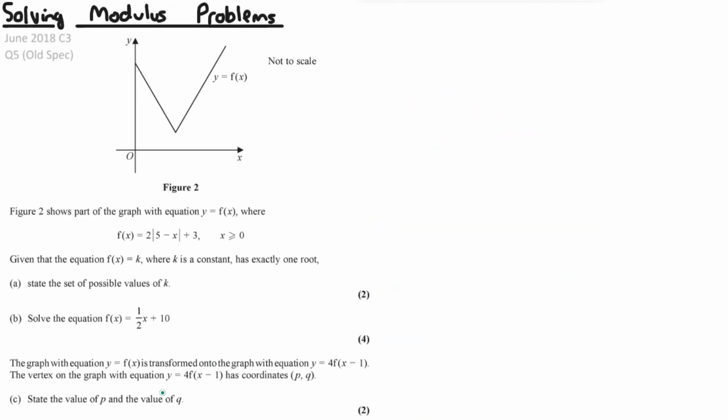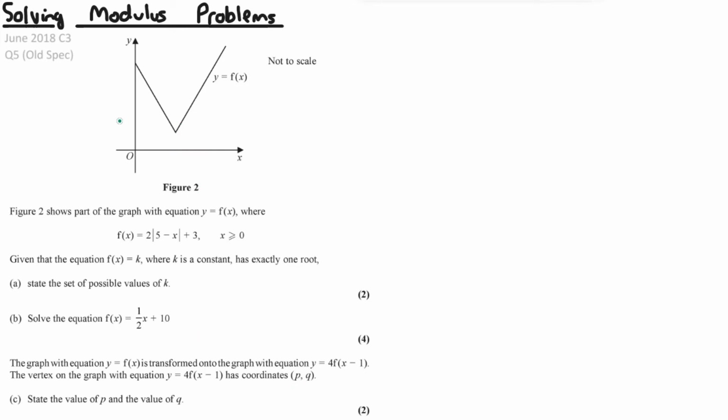So for part C, it talks about this transformation here, y is equal to 4f of x minus 1. It talks about the vertex on the graph, which, if you don't know what that is, it's basically the corner of the graph. So it's this minimum point here. It talks about the coordinates p and q, and this is this vertex minimum point. And it wants us to find the minimum point after we've done this transformation.